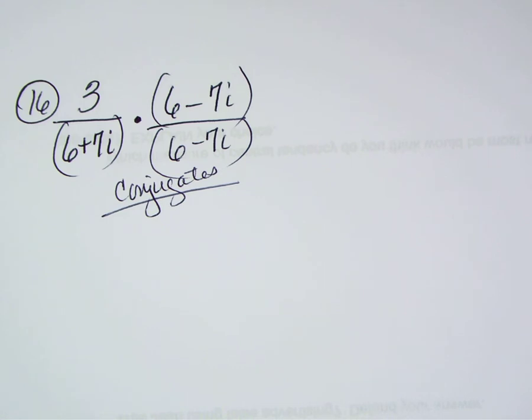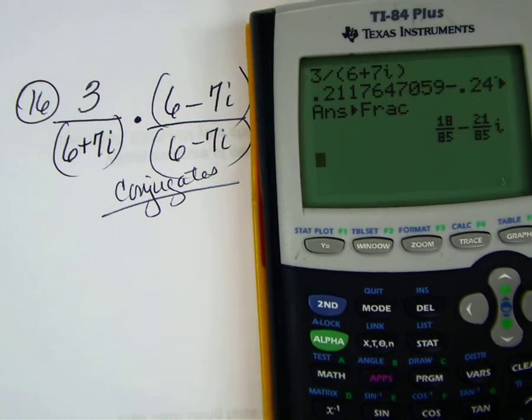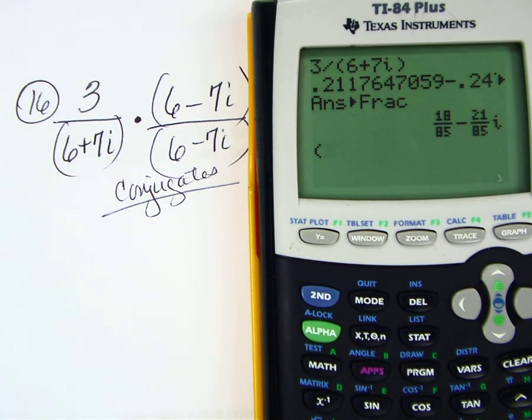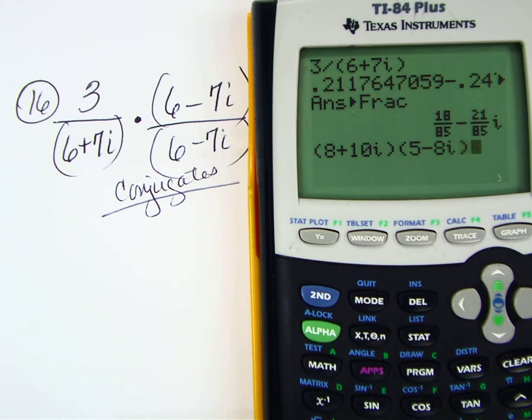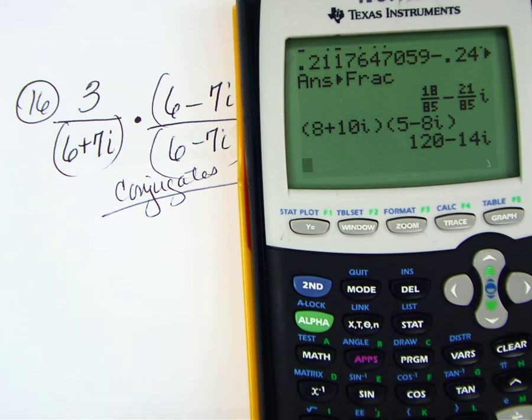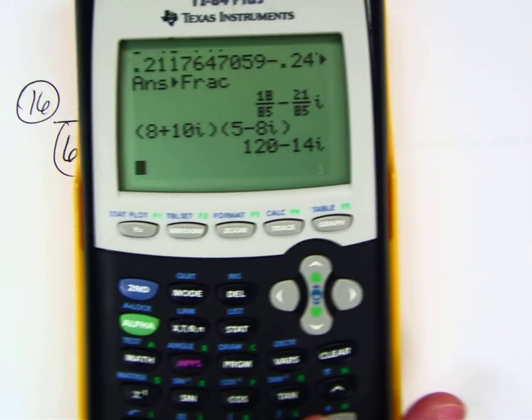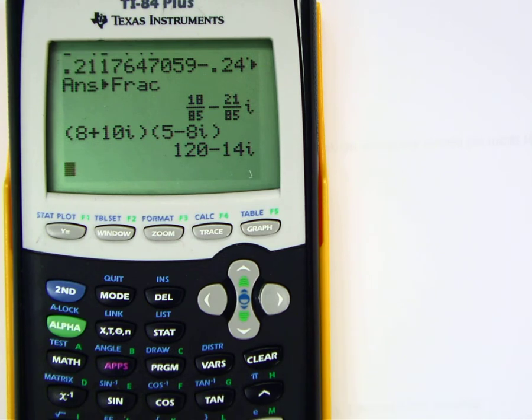Okay, number 17. 8 plus 10i times 5 minus 8i is 120 minus 14i. No, do it by the FOIL method. Oh, okay, fine. Use your calculator.